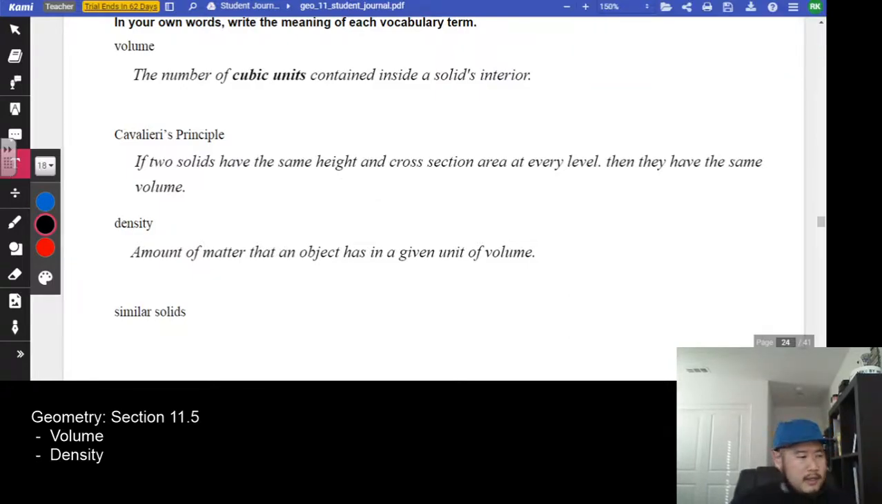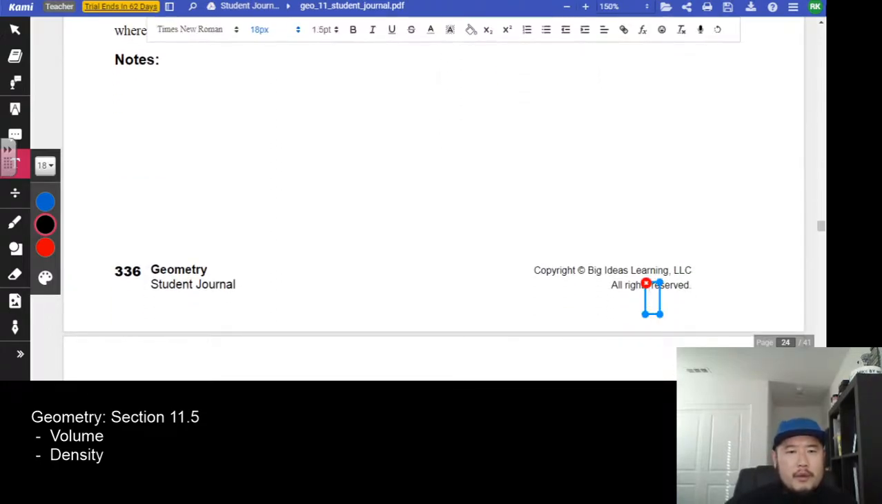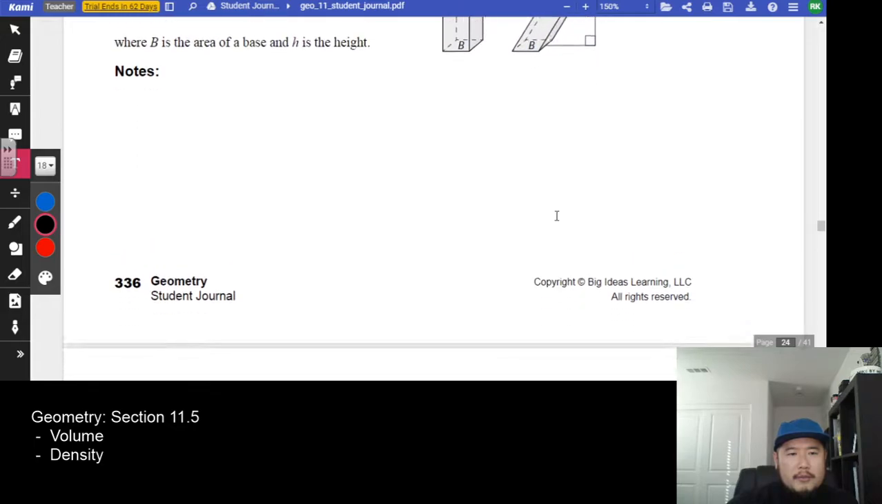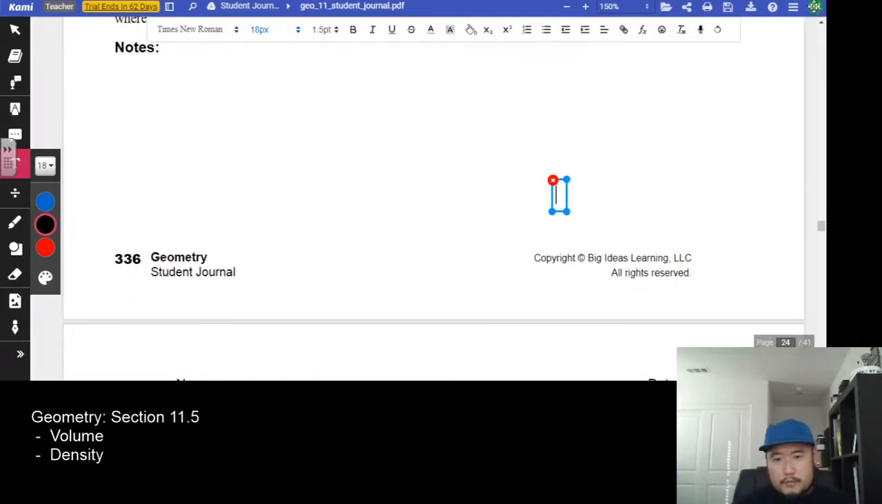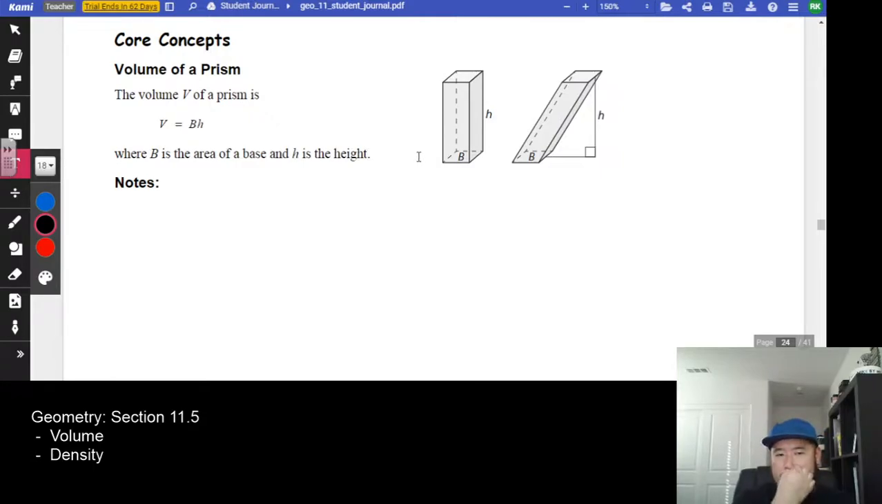Let's go down and take a look at our first core concept. We will take a look at the volume of a prism. To find the volume of a prism, V is equal to uppercase B times H. Volume is equal to the actual area of the base. Before, when we talked about a triangle, it's 1/2 base times height, but it's a lowercase b. So that is the base of the triangle. Right here, when we talk about the base, this is the base of the solid.